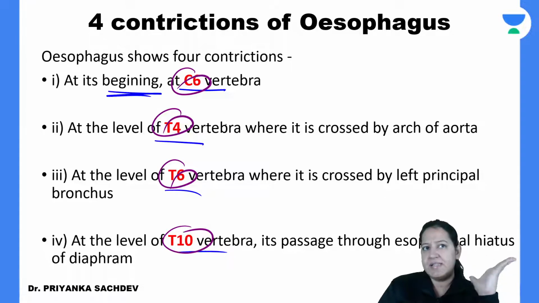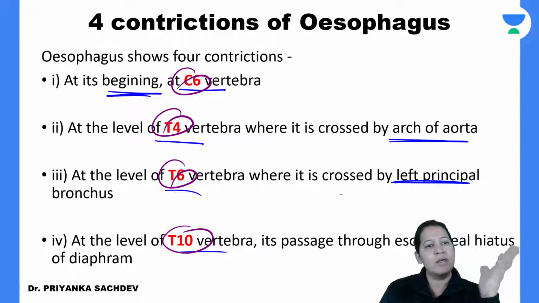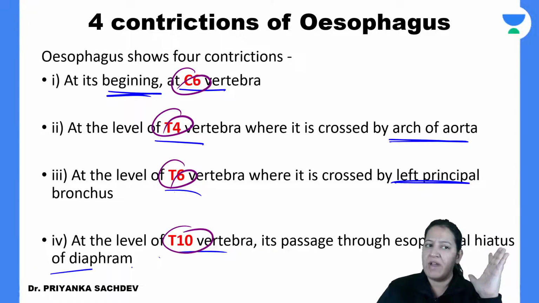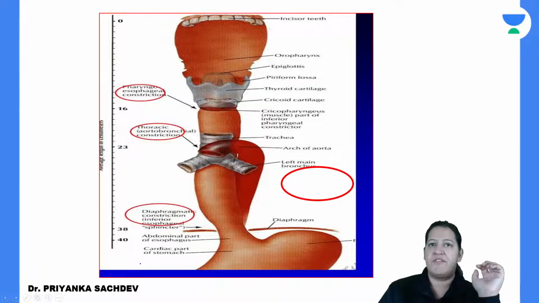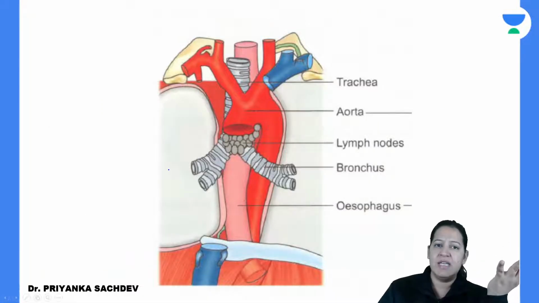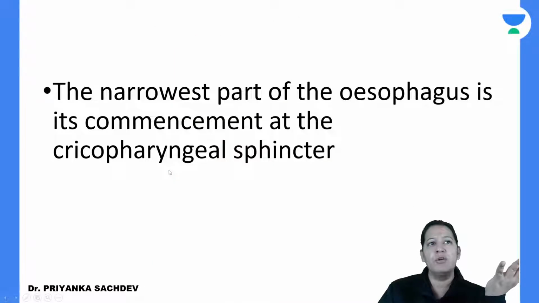It is at the beginning, C6. T4 is due to the arch of the aorta crossing. T6 is the left bronchus crossing, and T10 is due to the diaphragm. It is due to the passing of the esophagus through the esophageal hiatus of the diaphragm. So you can see the four constrictions in these diagrams also, as I have drawn for you the same thing.